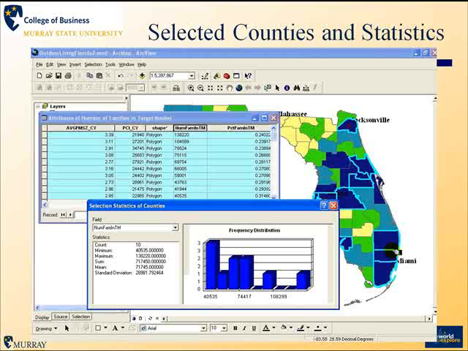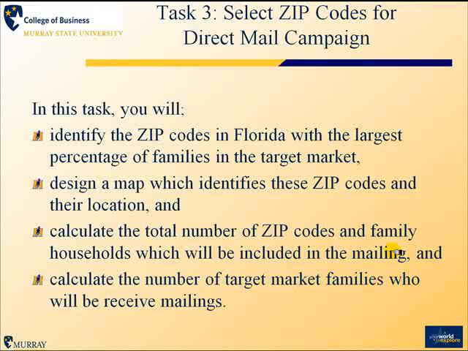Now, this is traditional broadcast, radio, television, and even print media that we're going to be using to do that. So we would select the counties with the highest number of target market families. You see them highlighted here, indicate in the table, and then calculate the number of families in that category.